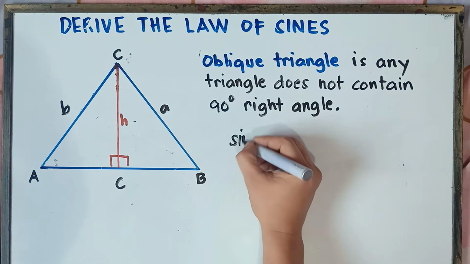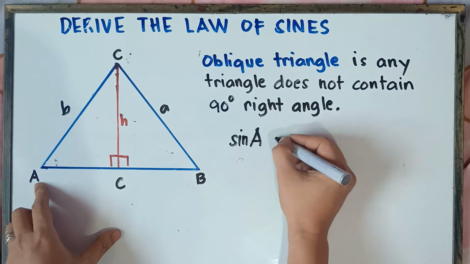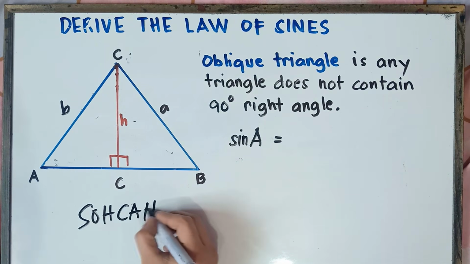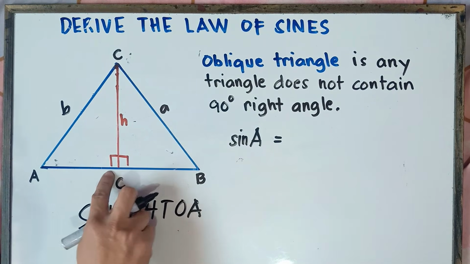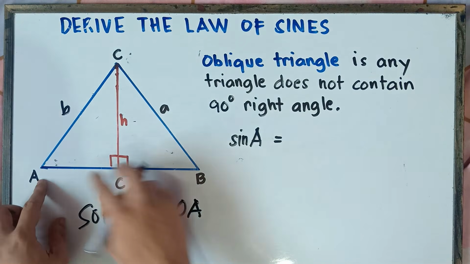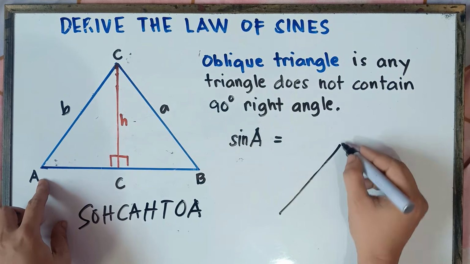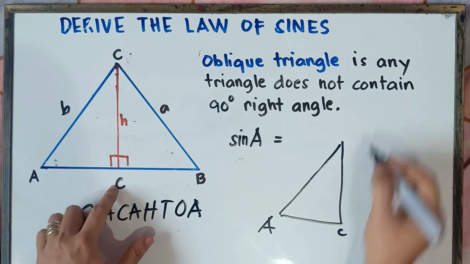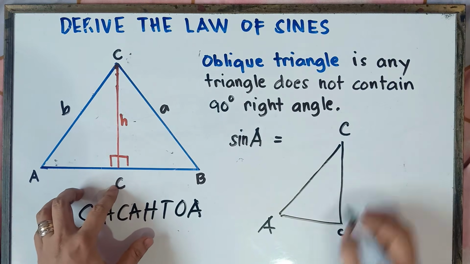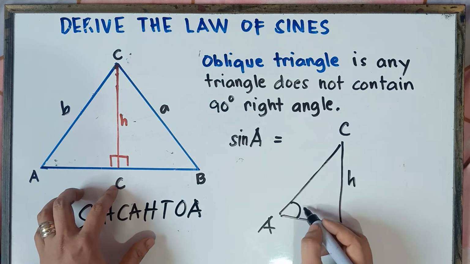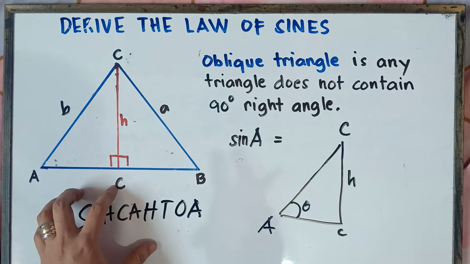For sine A, we can apply SOHCAHTOA. Why is that, sir? Because we have a right angle. If you have a right angle, you have a right triangle. Let me draw this one, class, for you not to be confused. We have this drawing: this is A, small c, angle C, and then we have H. We're looking for sine A. This will be a reference angle.